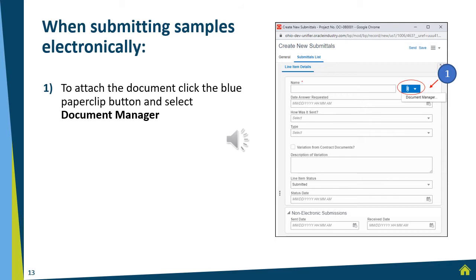The first step we're going to be doing here is adding the electronic document. You're going to do that by clicking the paperclip icon to the right of the name field and selecting Document Manager.